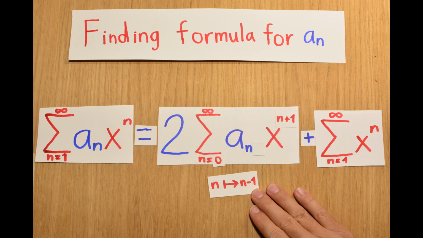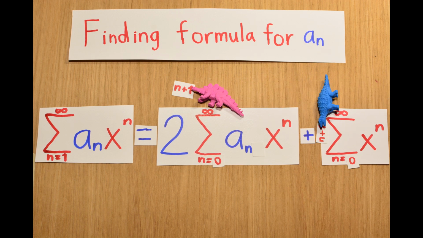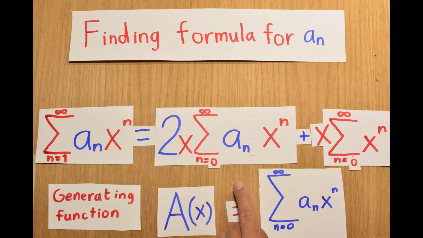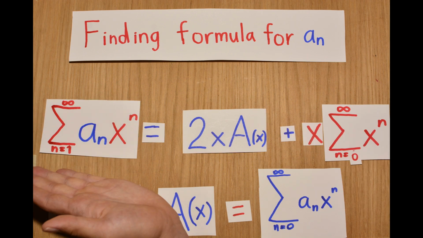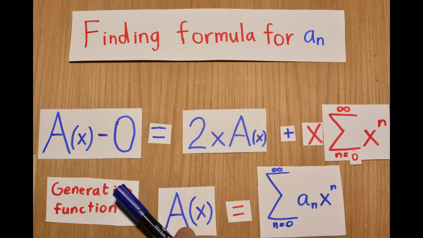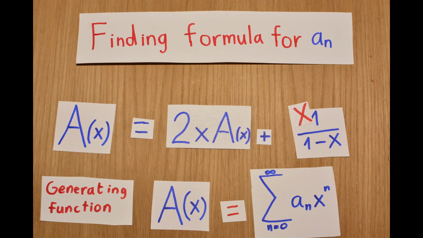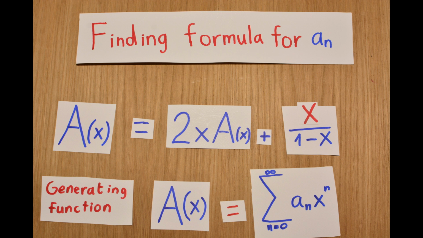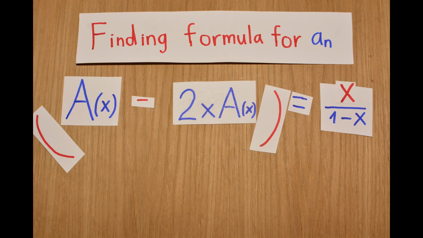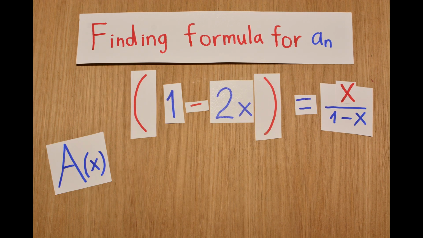Regardless, we can manipulate them just as well, so let's change the index and factor out x. We can see that our generating function begins to appear in the equation, so let's substitute it. On the left side, since we are summing from n equals 1, we have to subtract the first term of our generating function. This series on the right is just the geometric series, so certainly we can replace this as well. What we're trying to do here is derive the formula for our generating function, so let's factor out A of x.